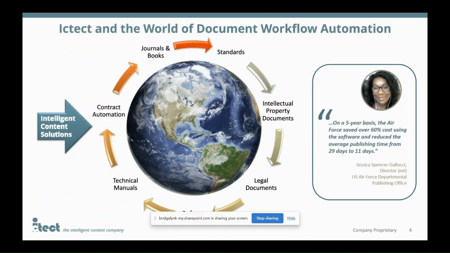Each of these customers have had compliance standards or unique business rules for their documents and their document workflow. Our products enable our customers to transform their publishing workflows, resulting in decreased costs and reducing publishing time. One of our customers, the U.S. Air Force Departmental Publishing Office, said that after implementing our products, they were able to save over 60% costs and reduce publishing time from 29 to 11 days.